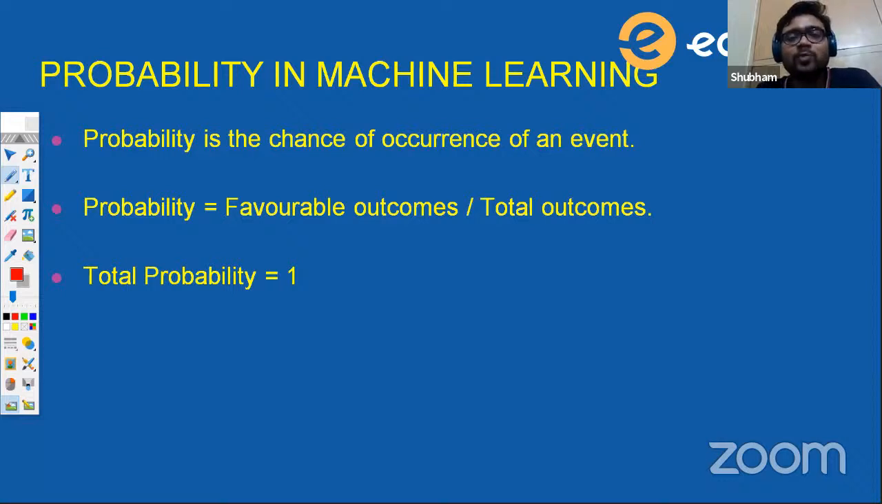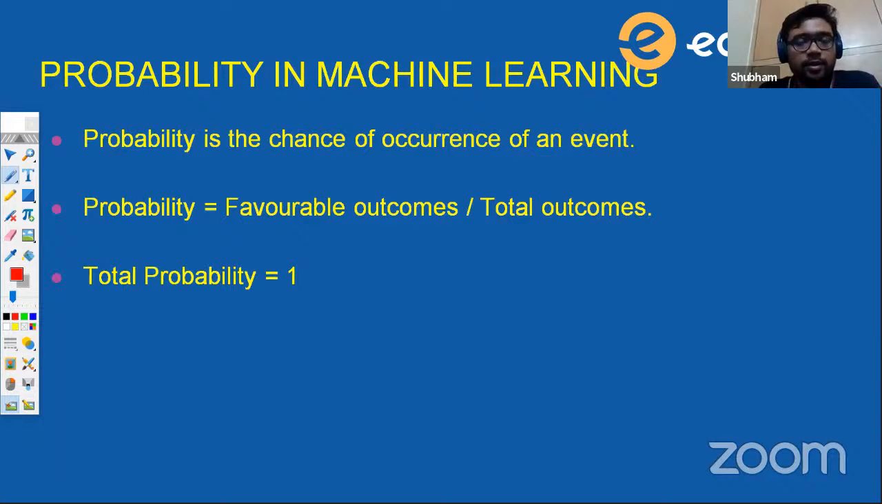See, what exactly is probability? Probability is the chance of occurrence of an event. If I ask, what is the probability that this session will be live after 1 hour? Its probability is 0, because you know that this session is for 1 hour and we are already through half an hour. So if I ask you, what is the probability that it will rain today or tonight?